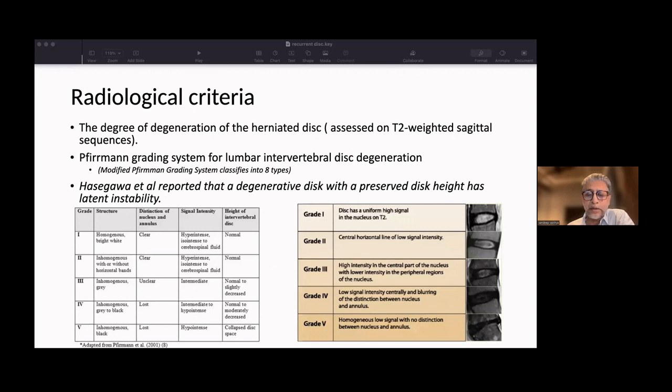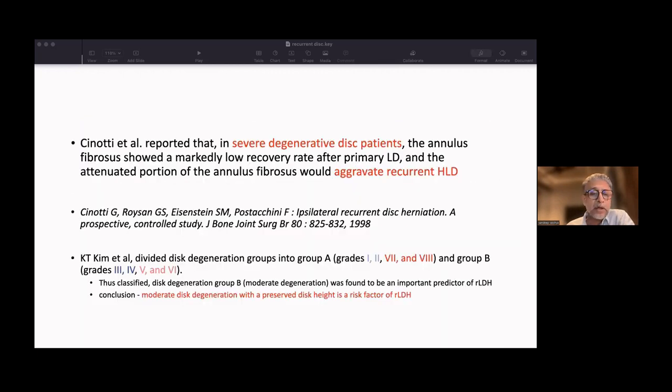Furman grading, this grading is shown here as grade 5, but the modified Furman grading has 8 types. Grade 1 and 2 are minor degenerative changes, while grade 7 and 8 are severe degenerative changes. So this paper by Kim et al. suggested that in grade 1, that is minor degeneration, and in grade 7 and 8, that is very severe degeneration, the risk was much less.